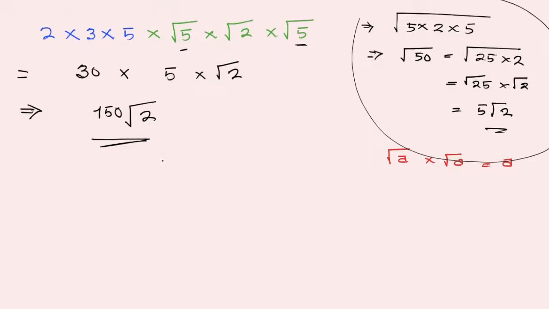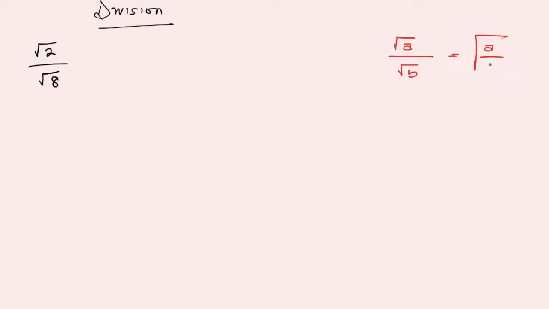So let's move on to division of surds. If we have an example, root 2 over root 8. Now remember the rule or the property that says that if you have root a over root b, this is the same as saying root a over b. We can go this way or this way, it doesn't matter.